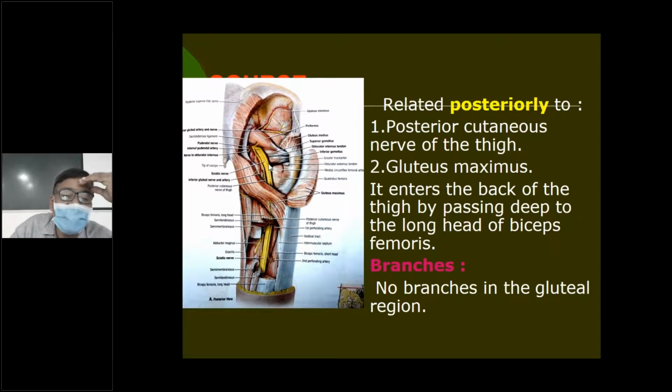So, as you will see later, as it descends to the back of the thigh, it is crossed by the long head of biceps. It is the long head of biceps which crosses the sciatic nerve. So the long head of biceps and gluteus maximus are the important posterior relations. Now, branches. The sciatic nerve, though it is the thickest nerve, has no branches in the gluteal region. But later, we will see.